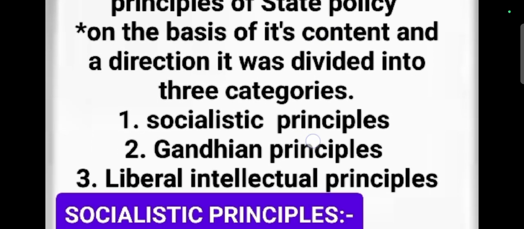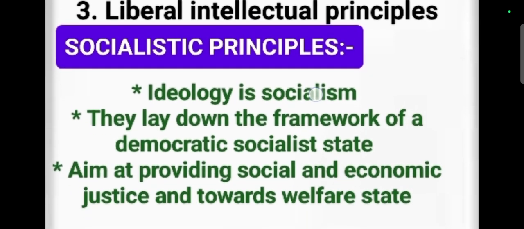The first one is the socialistic principles, on the basis of the ideology of socialism, the Gandhian principles, based on the Gandhian ideology, and the liberal intellectual principles, on the basis of their nature. So these three broad categories were used to divide the directive principles of state policy. In this class, we have to discuss the socialistic principles of the directive principles of state policy. So let's come to the deep discussion regarding the socialistic principles under DPSP.